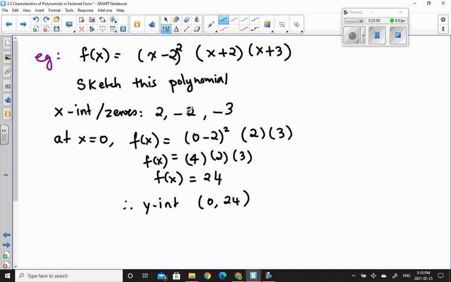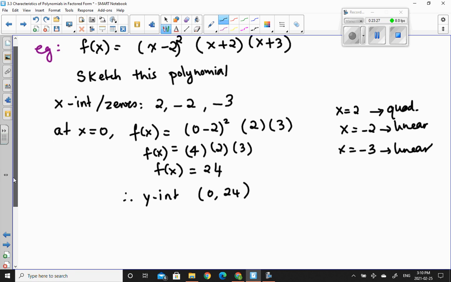So you have the zeros, you have the y-intercept. You know it's going to have a quadratic behavior at x equals 2. It's going to be order 2, so it's going to be quadratic. At x equals -2, it's linear. And at x equals -3 also it is linear, because the order is 1 for both of these.